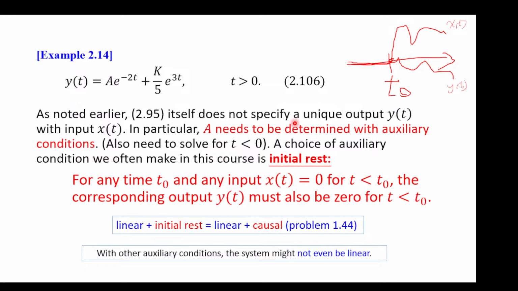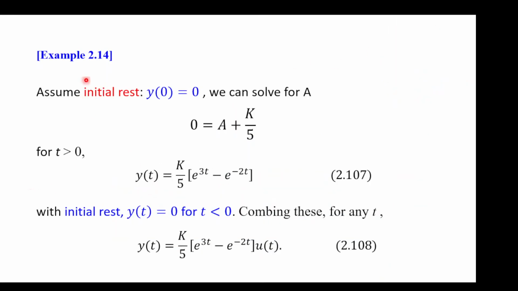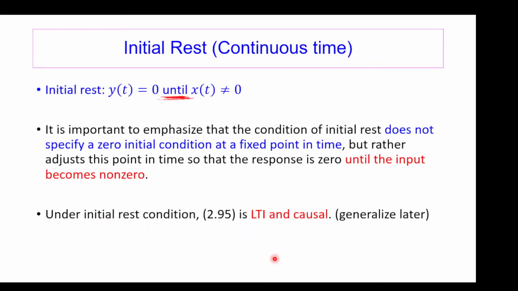And here we pick the initial rest, meaning that your y of t starts to have something only when your x has something. With this initial rest condition, we solve for a, and also we solve for y of t for t less than t0. And we got our y of t. Here is another slide to give you some reminder of initial rest. The idea in initial rest is that y of t is 0 until x of t is not 0. So there is some t0 where x of t starts being nonzero, and y of t will start responding.